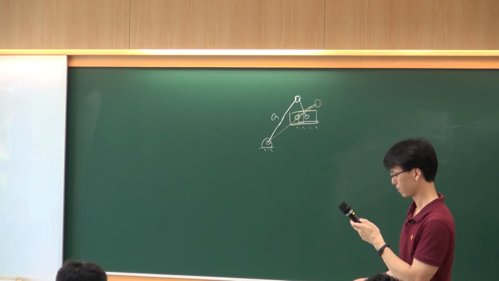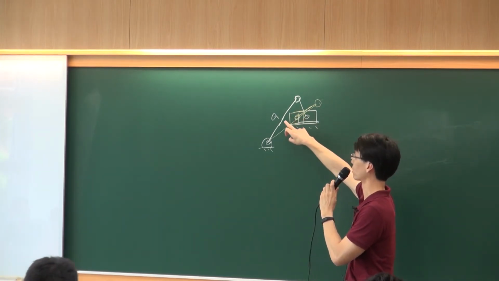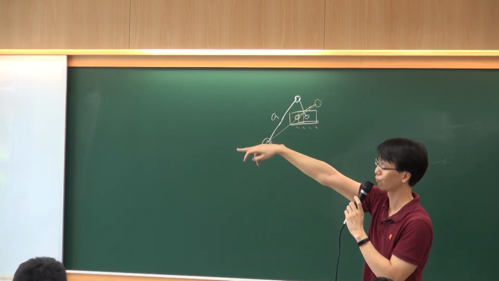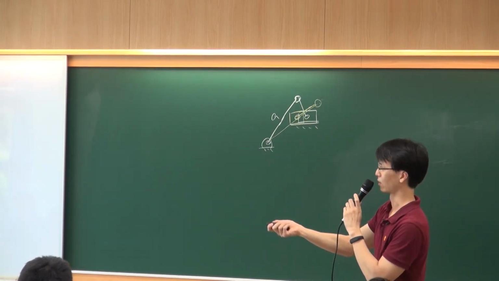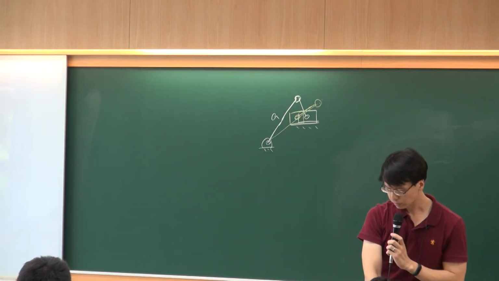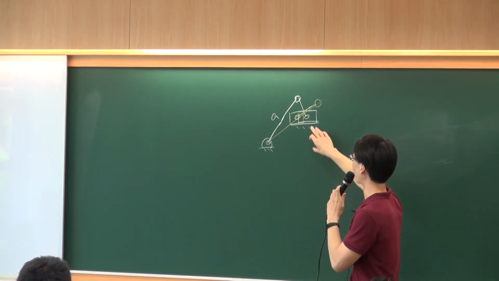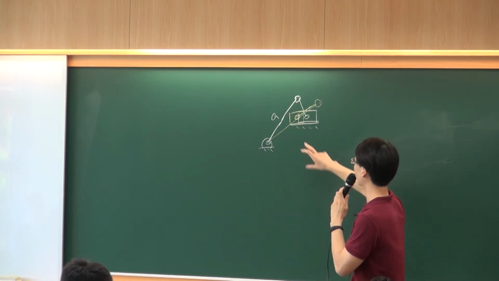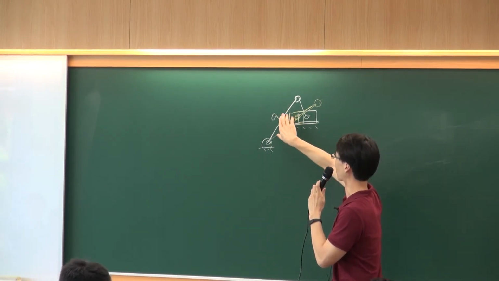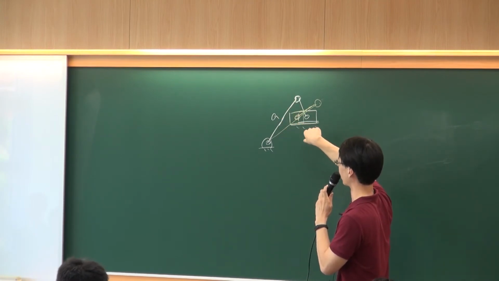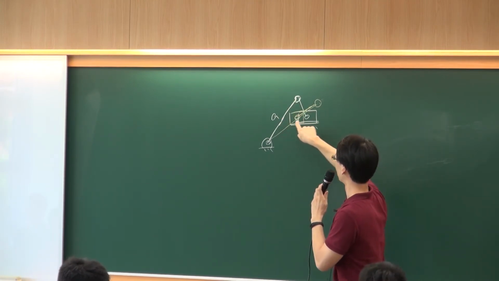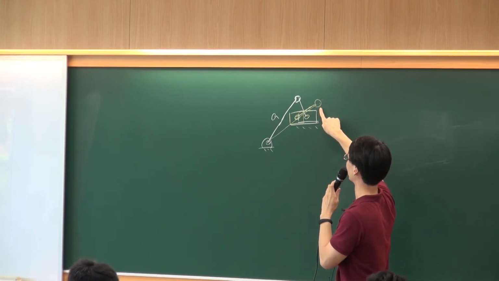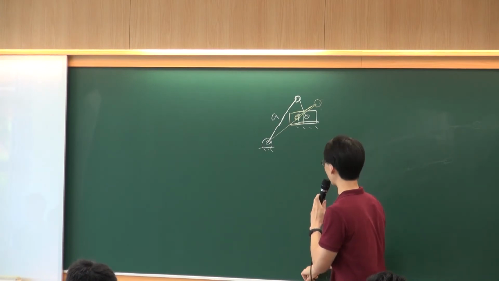if a mechanism looks like this, right now I make A larger than B, so it's different from the condition we wrote here. So for this one, the bar A is not going to do a full rotational motion. You can imagine if I keep making this white bar rotate in the counterclockwise direction, it will reach this point. And once you reach this point, wait, you need to go further.